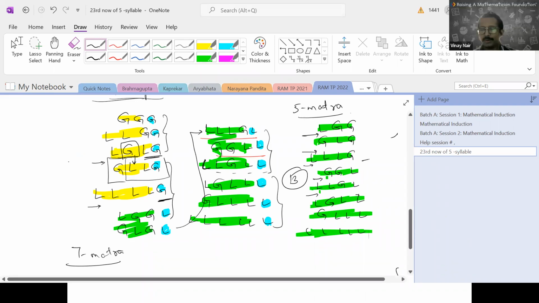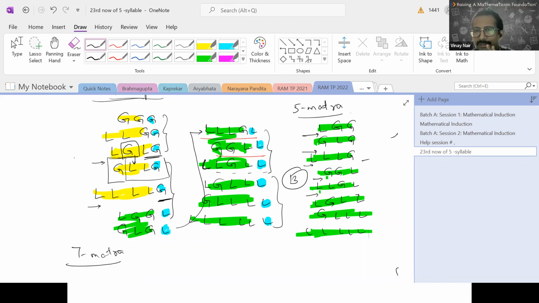So why don't you try? 3 plus 4 is 7. So your question is, if we add the 3 matra prastara and the 4 matra prastara, will we get the 7 matra prastara? So the 3 matra prastara, if you look at it, we had a count, or we did not do it, but it has 3.